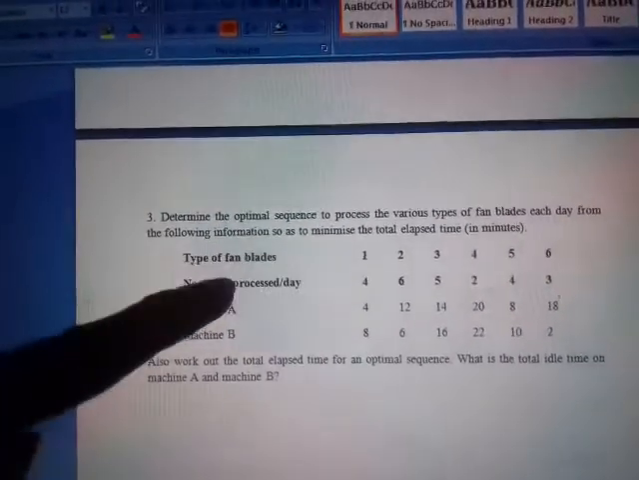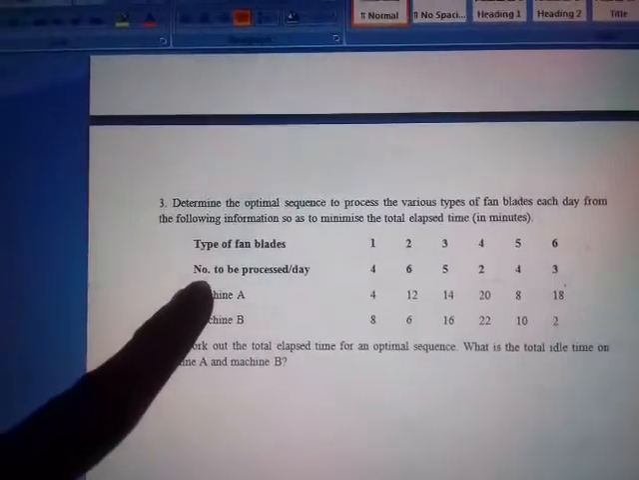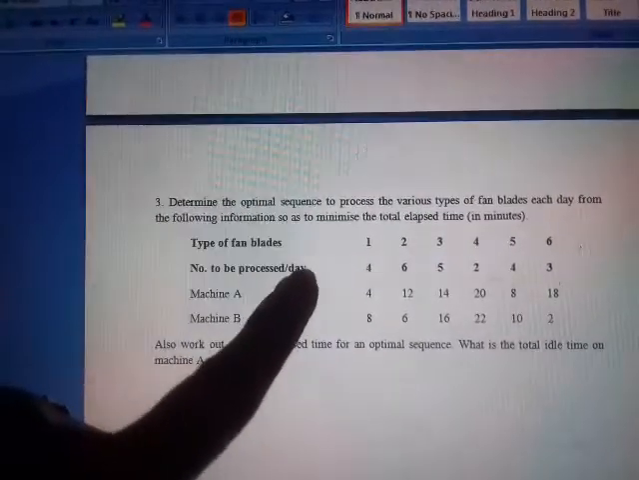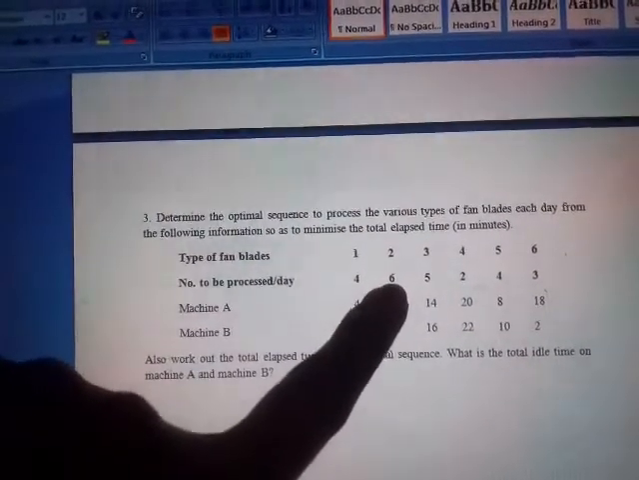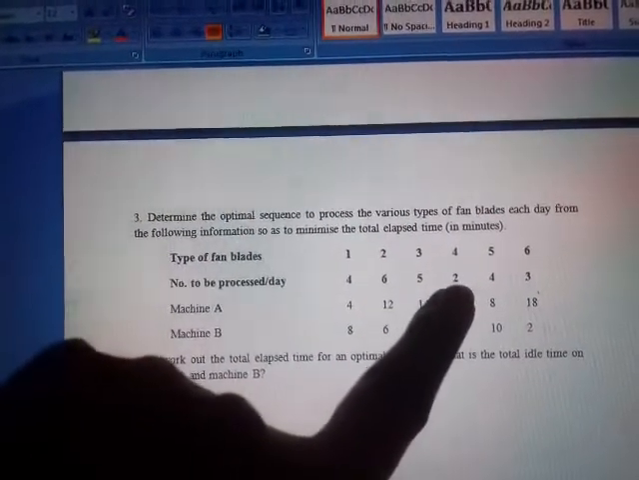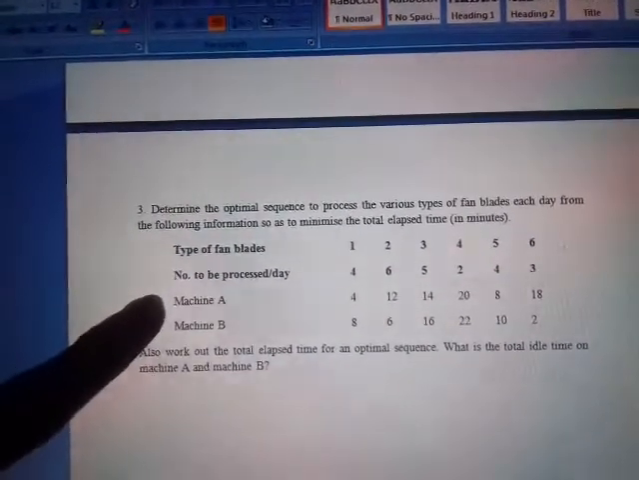The first row is the types of fan blade, 1, 2, 3, 4 up to 6, and the number to be processed per day. So the first job has to be processed 4 times. The second is 6 times, 5 times, 2 times, 4 times and 3 times. This is the number to be processed per day.